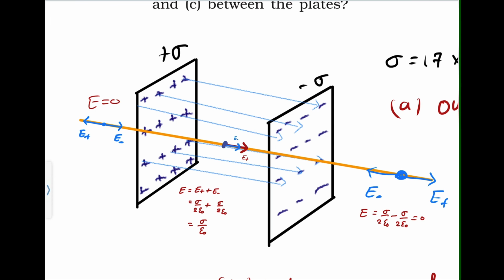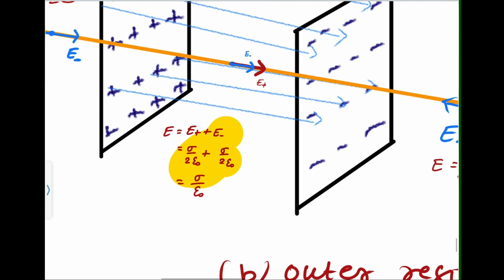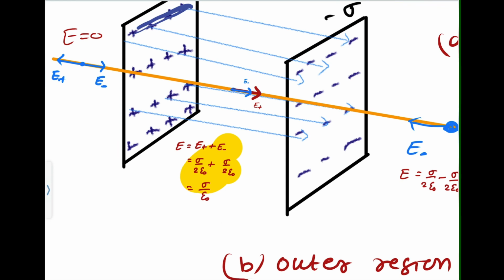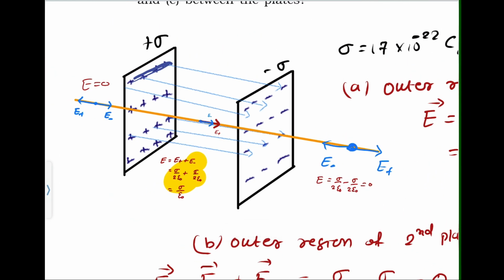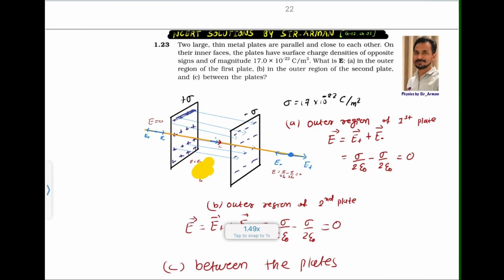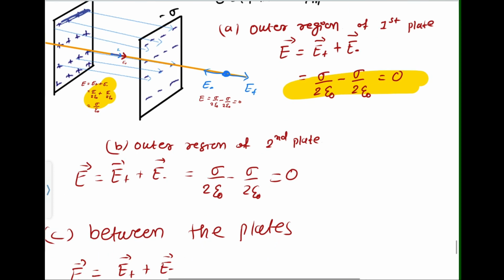So here, between the plates, the positive plate will produce a field towards the right, and the negative plate will also produce a field towards the right. So the field will get aided: sigma by 2 epsilon naught plus sigma by 2 epsilon naught becomes sigma by epsilon naught. So now we have sigma and epsilon naught, we can directly calculate it. In the outer region it becomes 0, no need to write the whole calculation, you can just write this much.